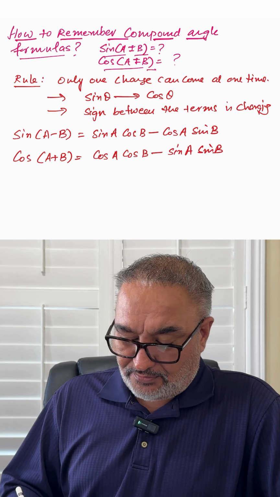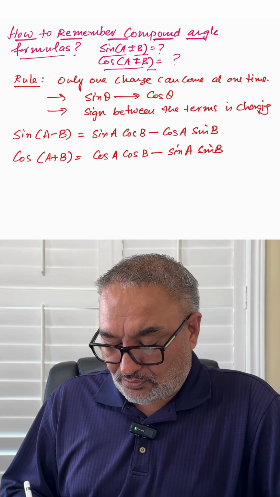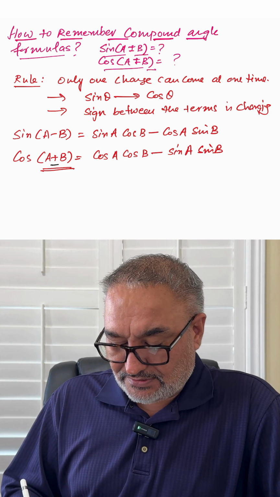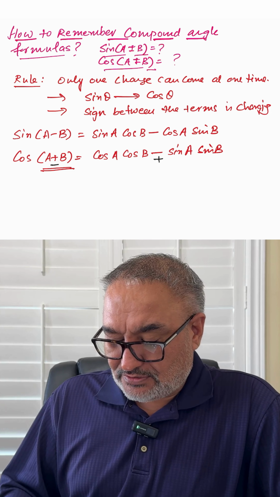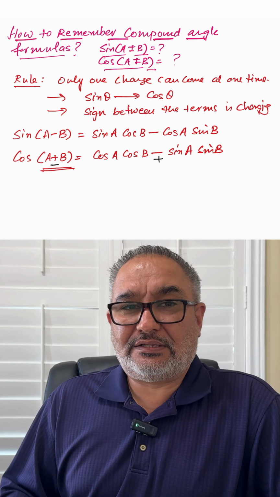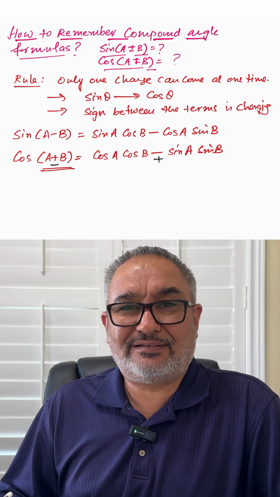So if you have a negative sign between A and B at the start, then the sign will change, so if this is negative, then this is going to be positive. That's it. And you have all the formulas with you. You don't need to carry this in your head every time. Just try to understand this pattern. You're done. Have a nice day.